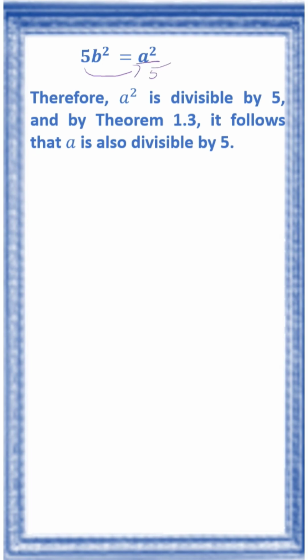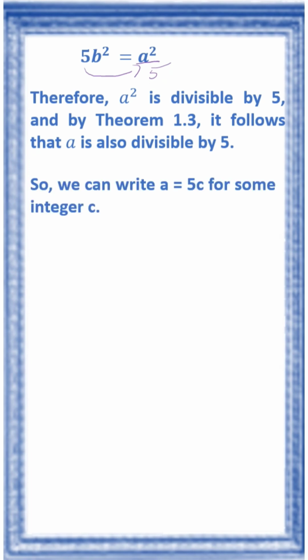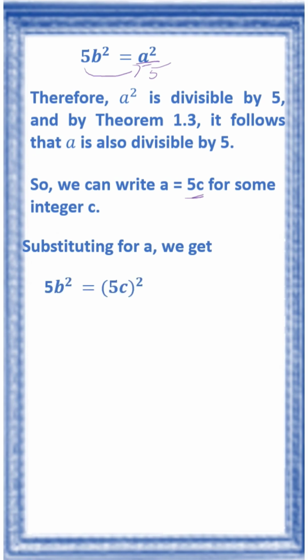By theorem 1.3, it follows that a is also divisible by 5. So we can write a is equal to 5c for some integer c. Substituting 5c for a, we get 5b square is equal to 5 times (5c) the whole square. So 5b square is equal to 25c square.